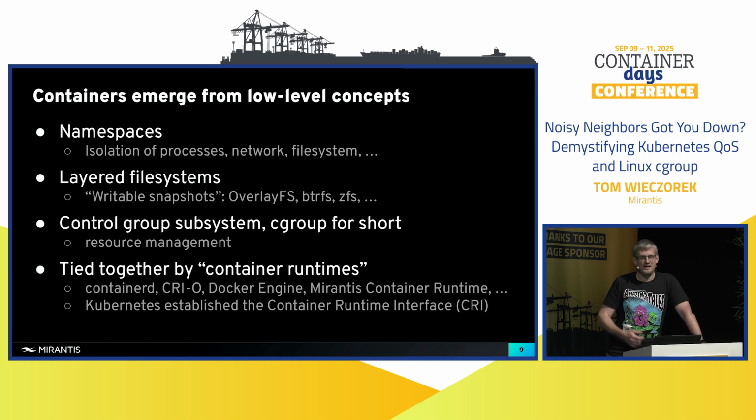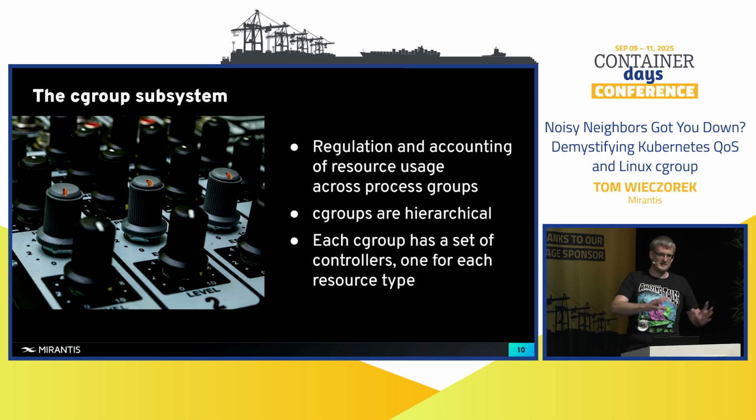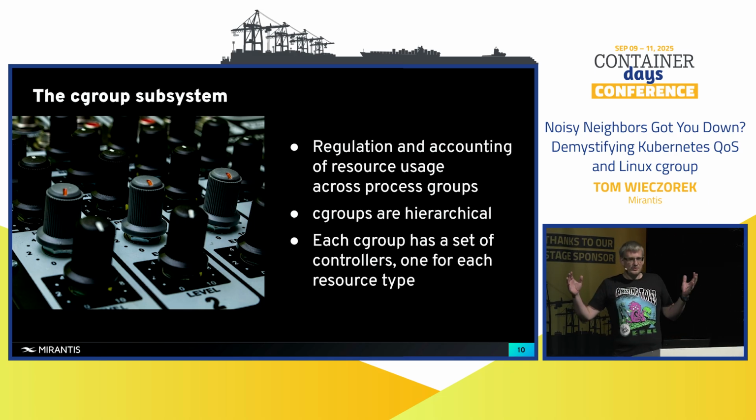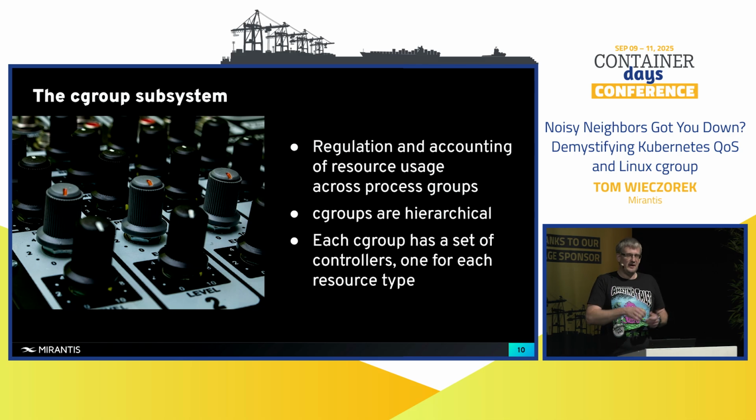And Kubernetes established an interface to that, which is called CRI, the interface between the container runtimes that you can plug into Kubernetes, right? And with this, we're coming to the cgroup subsystem in the Linux kernel. This is one of the parts which are necessary for us to run containers. And this is basically a huge pile of knobs. You have a knob for each and every part of your resources, and they're grouped in so-called controllers.